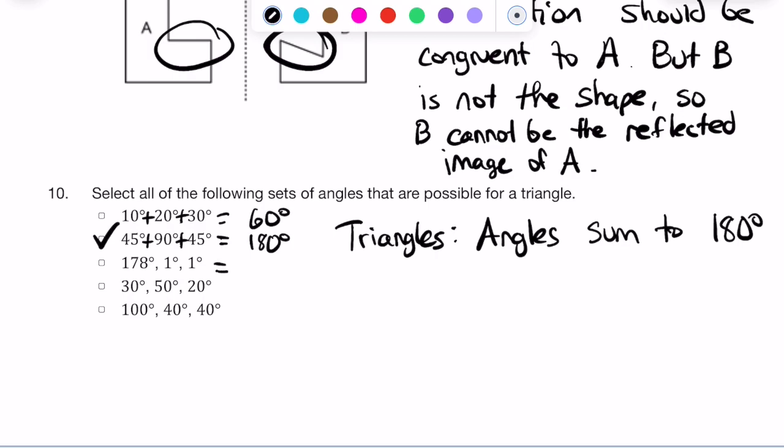178 plus 1 plus 1 is 180, so that's correct. 30 plus 50 plus 20, that sums to 100 degrees, so that is not right. Okay, that can't be a triangle. And then 100 plus 40 plus 40 is 180 degrees. So again, that one can be right. So all we're doing for that question is adding up the angles. The sum needs to be 180 degrees.